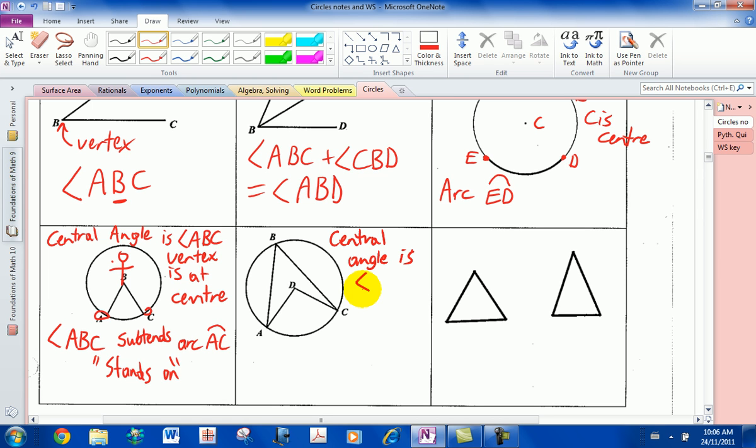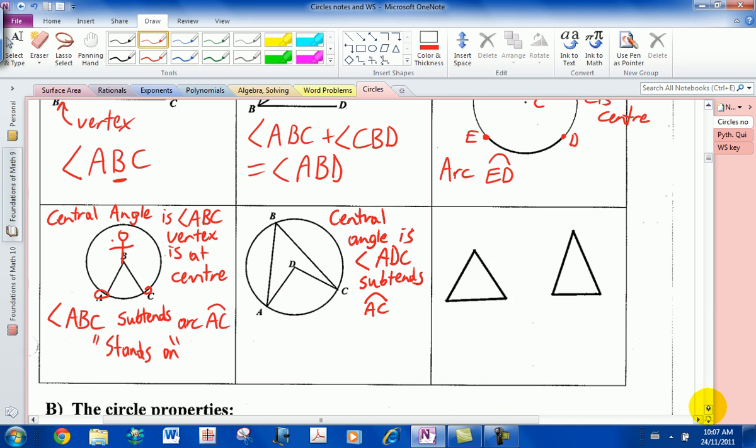Chris. No. Three letters, please. D's the vertex. Good job. ADC. Now you could switch around the outside letters, it wouldn't matter. CDA, ADC does not matter. Okay? So the central angle is ADC. And what is it subtending? Mandy? Good. So it subtends arc AC.